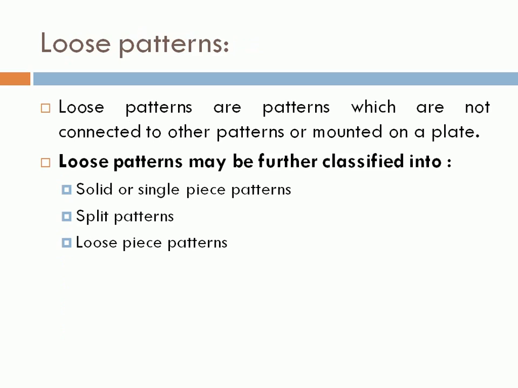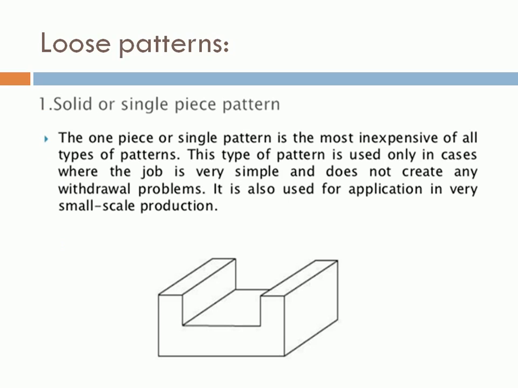First of all, we are going to start with the loose pattern. Loose patterns are patterns which are not connected to other patterns or mounted on a plate. And we can say that the loose pattern can also be further classified into three different categories: first, solid or single piece pattern, second, split patterns, and third, loose piece patterns. What is a solid or single piece pattern, you can see in this slide.